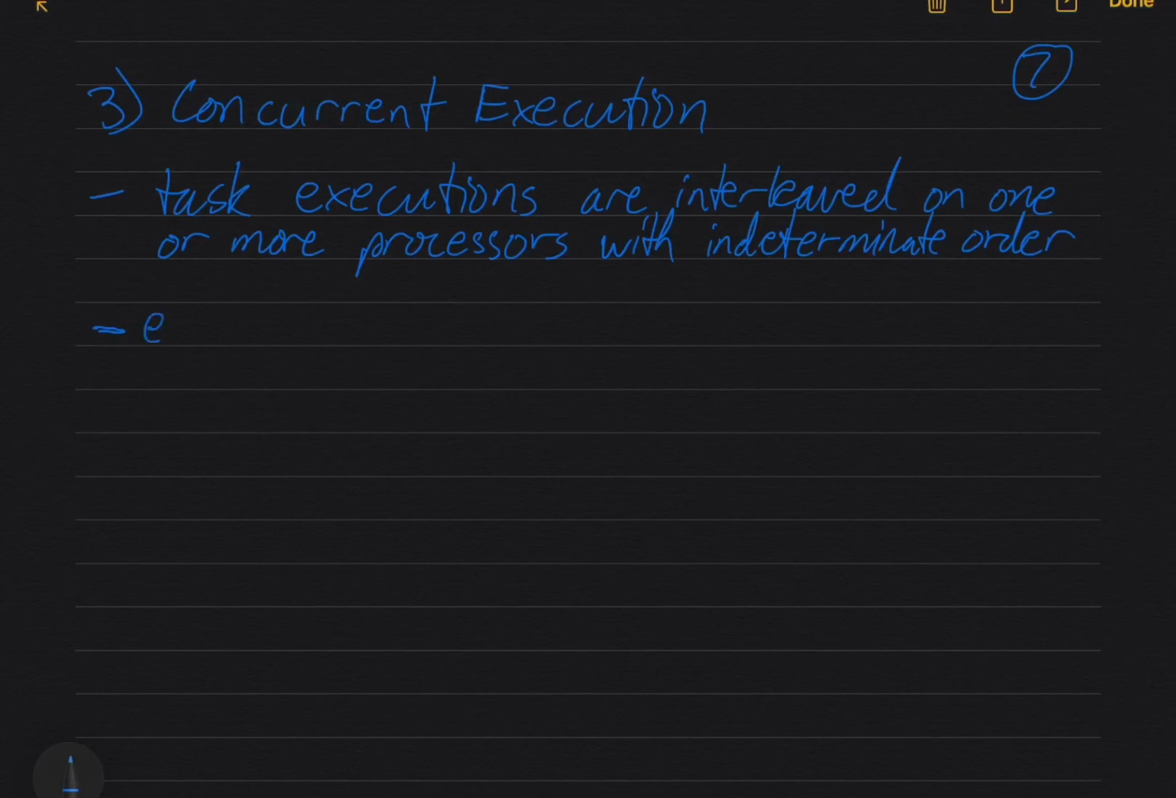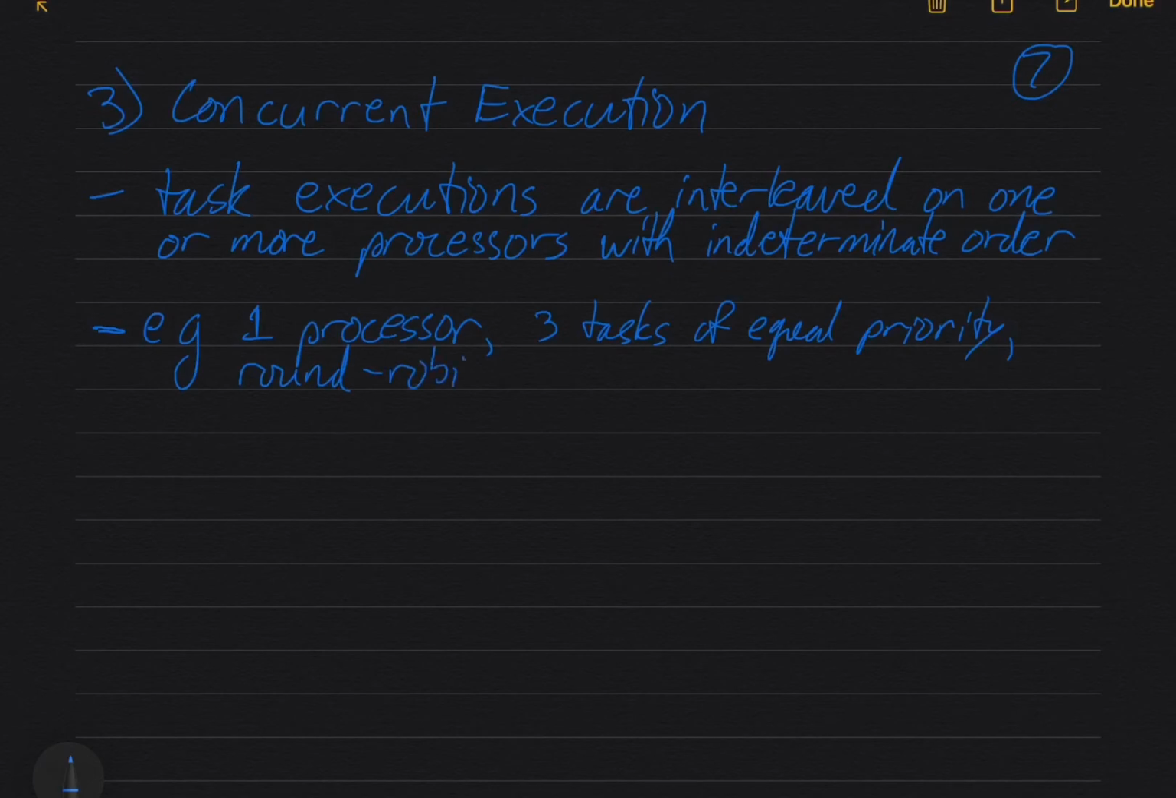We're going to look at an example of concurrent execution. We have one processor for this example, and that's going to be the case for this course. We have 3 tasks of equal priority, and we're going to use round robin scheduling.